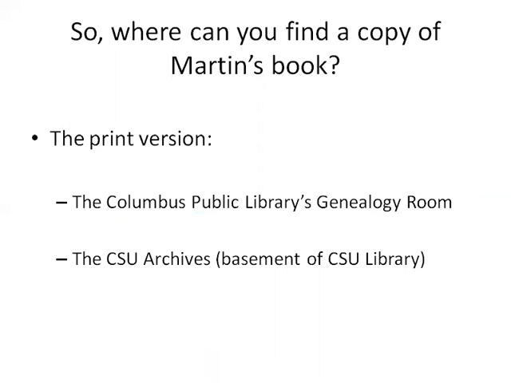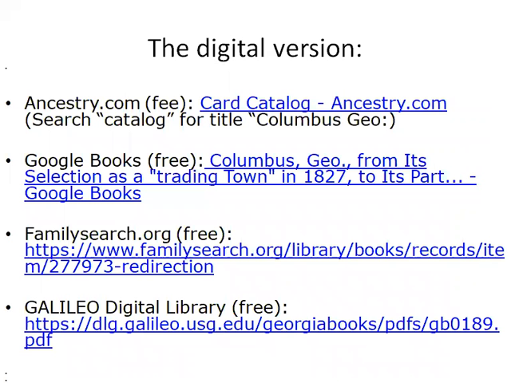Now, where can you find a copy of Martin's book? Well, the print version is at the Columbus Public Library Genealogy Room and at the CSU Archives. At the time this presentation is being filmed, we are in the midst of a pandemic, so you would have to call those places to make sure it was okay for you to come in and look at the books. But luckily, we have the digital version. Martin's book is available at 4 sites, maybe more. Ancestry, which you have to pay to access, but the other 3, Google Books, Family Search, and Galileo, are all free resources.